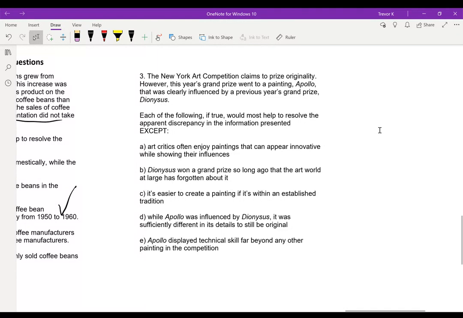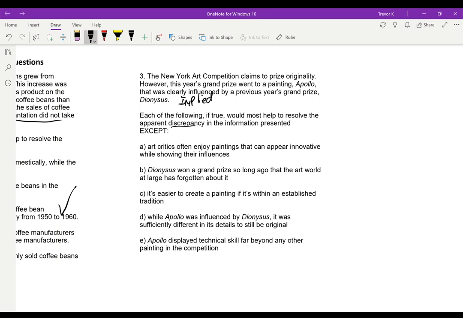Here, the New York art competition claims to prize originality. However, this year's grand prize went to a painting, Apollo, that was clearly influenced by previous year's grand prize, Dionysus. So, each of the following, if true, would most help to resolve the apparent discrepancy in the information presented. Okay, so we know there's a discrepancy here. They give us a nice clue there. What is the discrepancy? Well, the conclusion's more implied.